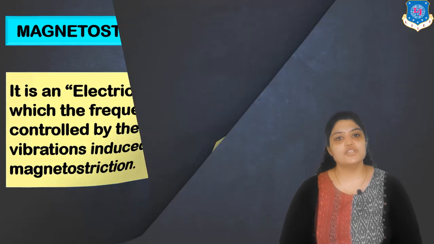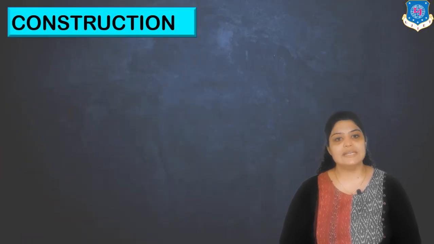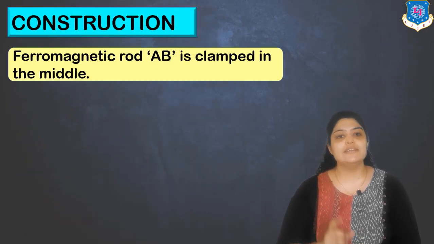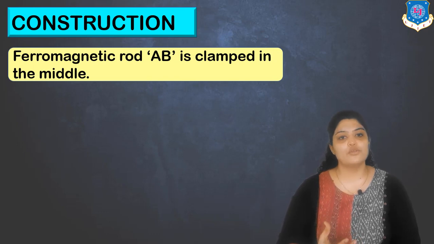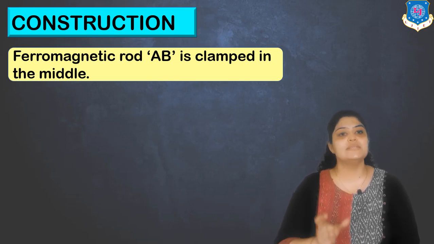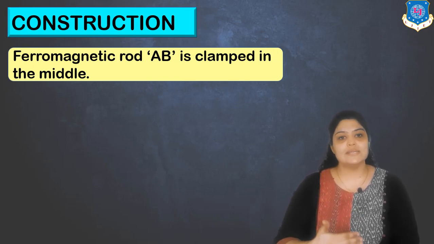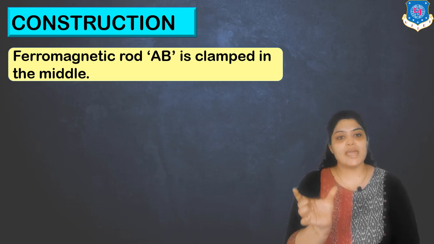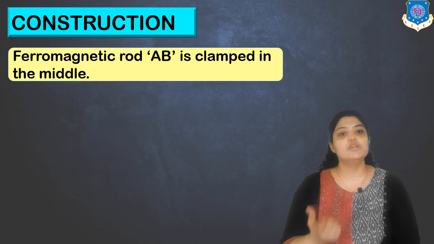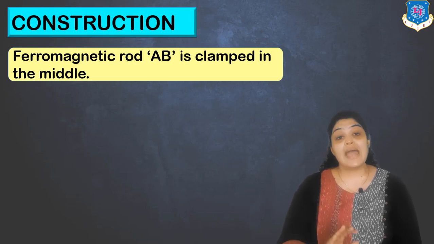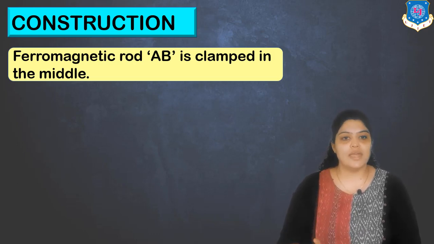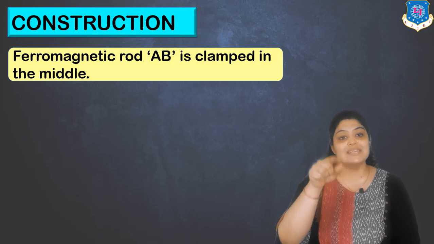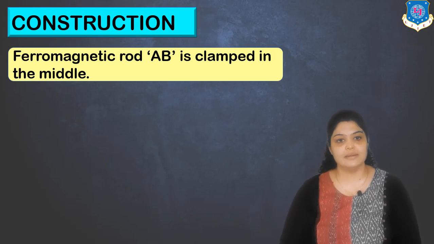Coming on to the construction of the magnetostriction oscillator. In this oscillator, we require a ferromagnetic rod AB which is clamped in the center. Why is it necessary to clamp the rod in the center? Because if you clamp it at both edges, it won't be able to expand. And you cannot keep it floating in air. So that is the reason the rod is clamped exactly in the center.